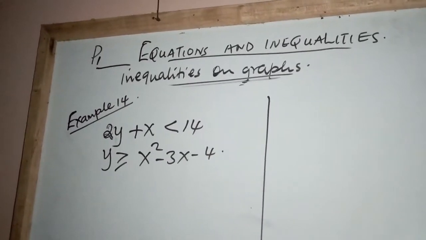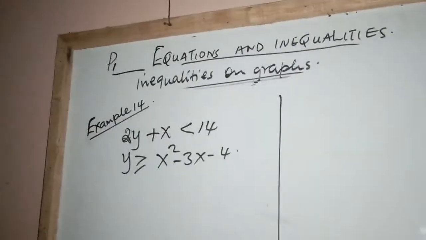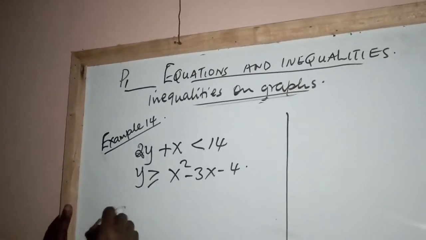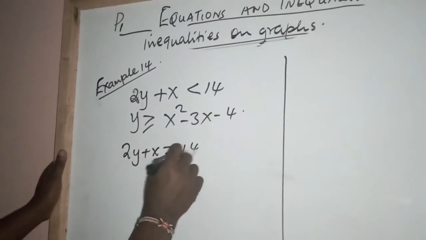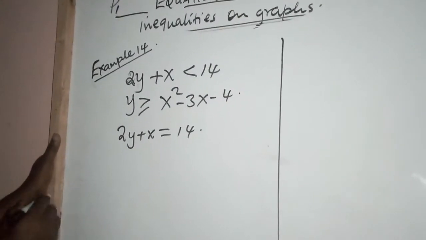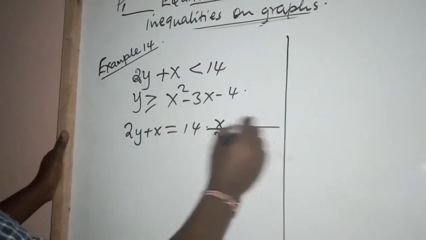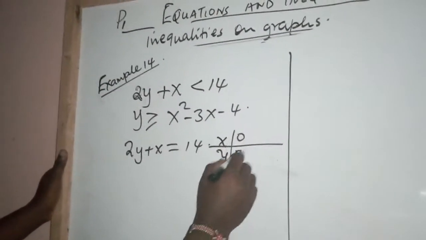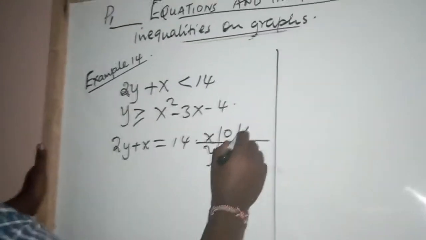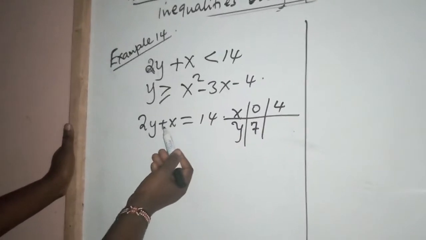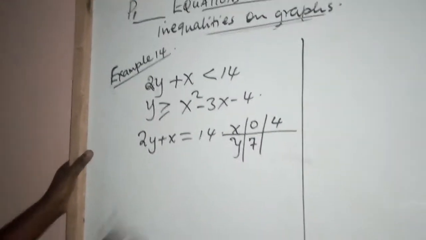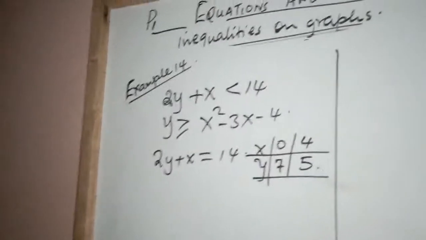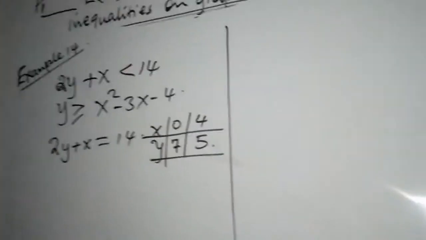What we are supposed to do, you can see we have two inequalities, and the very first step is to cease to see inequalities and start seeing the equation. So we have 2y + x = 14. This is just an equation which we can easily tabulate in terms of x and y. When x is 0, 2y is 14, and y is 7. When x is 4, 2y + 4 = 14, therefore 2y is 14 minus 4, which is 10, and y is 5. Those two points are just enough because it's a linear equation. We plot those two points and produce the line on both sides.